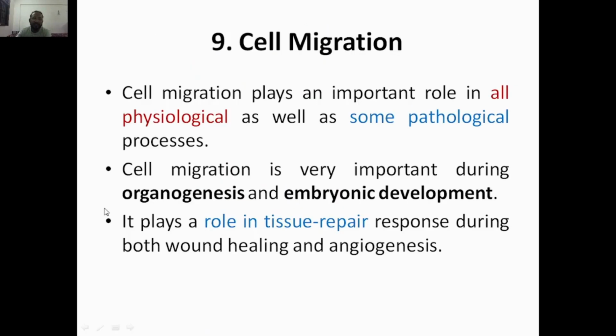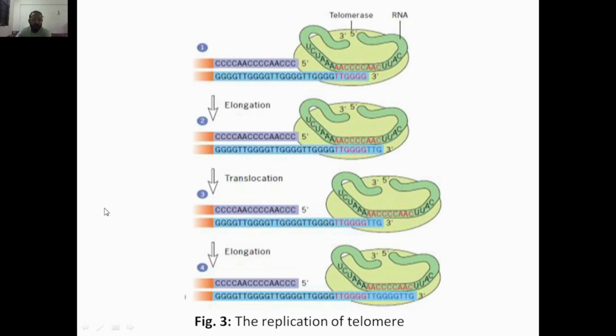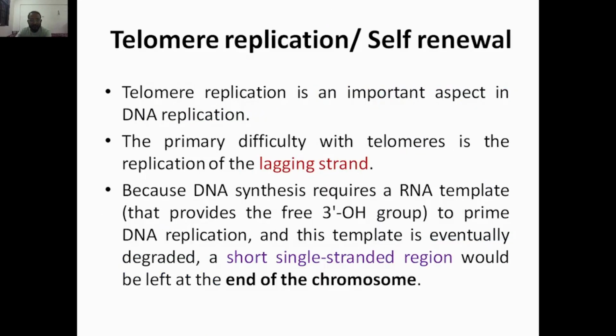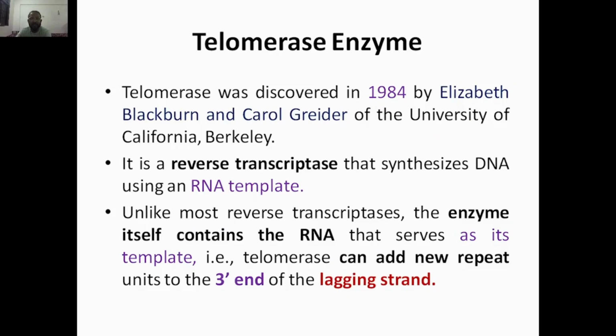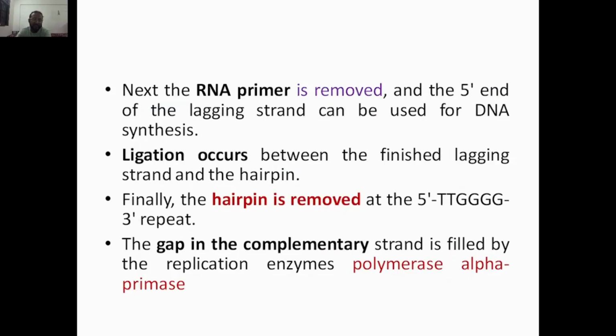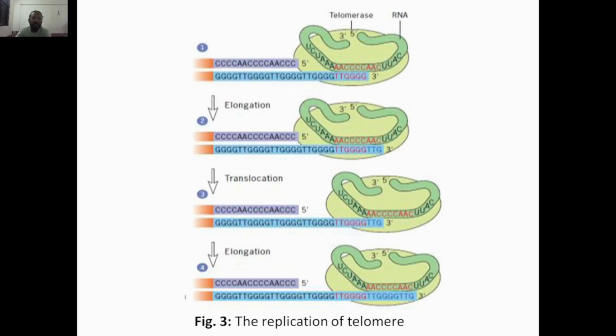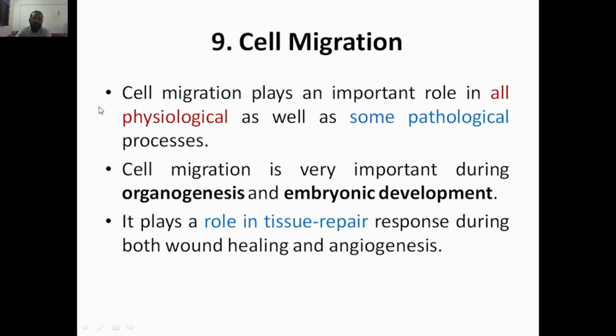So that's it about the telomeres and their self renewal. Also in this topic we have the telomerase enzyme. This can be asked for 7 marks or 8 marks, and telomerase itself can be asked for 5 marks. Okay, so that's it. In the next topic we have cell migration, that we will discuss in the next class.